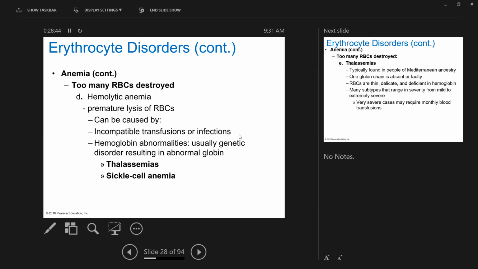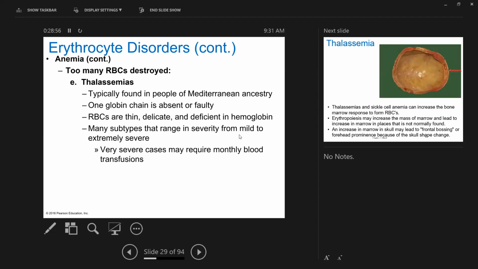What happens is you are producing, in both cases, the wrong type of protein, the globin, to combine with the heme. So, thalassemia, much like sickle cell disease, is primarily limited to people from one region of the world. In this case, it's from the Mediterranean. Here, in thalassemia, you have one chain missing, completely missing, or at least defective. So you're missing a globin chain.